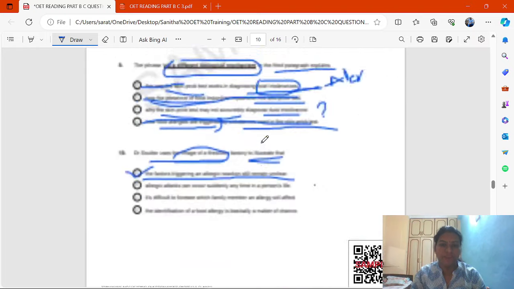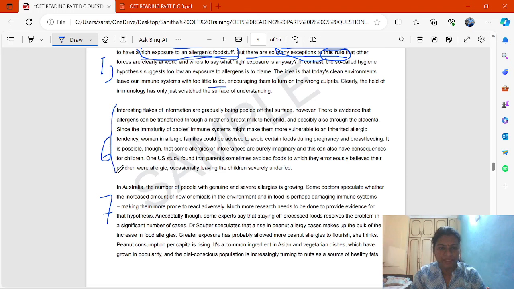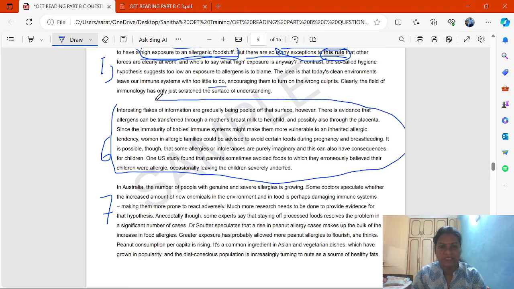I will show you the passage. You have to read this passage. Interesting flakes of information are gradually being peeled off that surface. However, there is evidence that allergens can be transferred through a mother's breast milk to her child and possibly also through the placenta. Since the immaturity of a baby's immune system might make them more vulnerable to an inherited allergic tendency, women in allergic families could be advised to avoid certain foods during pregnancy and breastfeeding. It is possible, though, that some allergies or intolerances are purely imaginary, and this can also have consequences for children. One US study found that parents sometimes avoided foods to which they wrongly believed their children were allergic, occasionally leaving the children severely underfed.